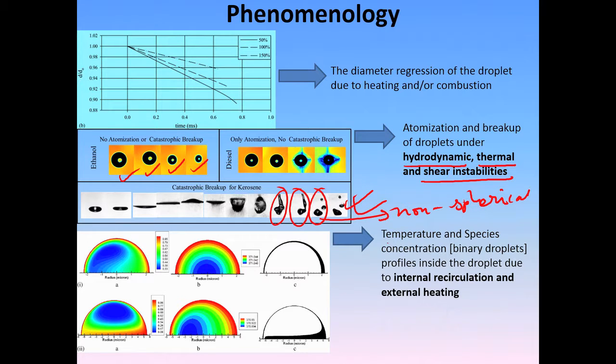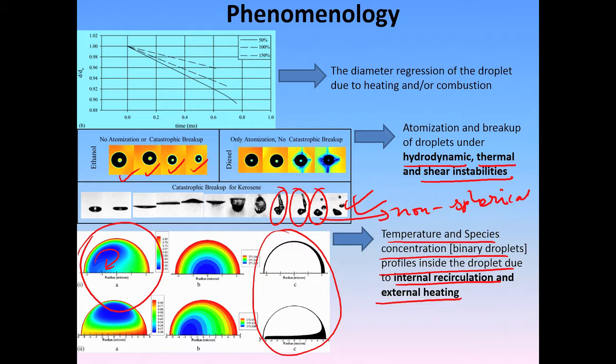There may also be temperature and concentration species profiles within the droplet because of internal recirculation. As you can see in this particular configuration, the species profile is not very symmetric, it shows that kind of behavior. That happens because there is a flow that is generated inside the droplet. Forget about this for the time being, this is if you have particulate matter within the droplet, how do they accumulate.